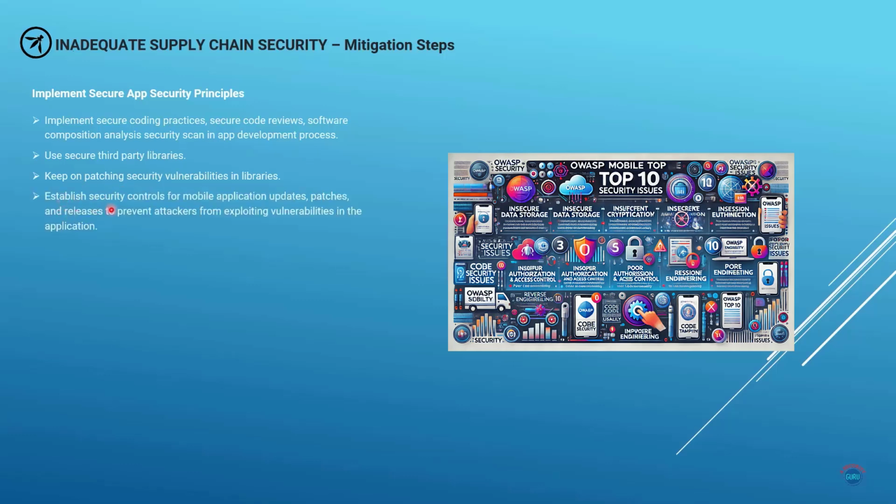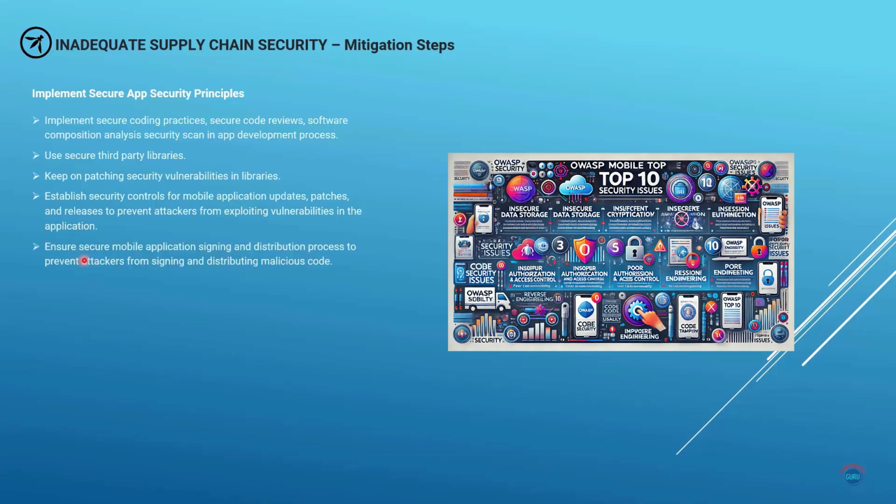Then we need to establish security controls for regular mobile application updates in order to prevent hackers from exploiting vulnerabilities in the mobile application. There should be a defined patching process for your mobile application backend servers in order to ensure that you have secure third-party components and libraries in your mobile application.